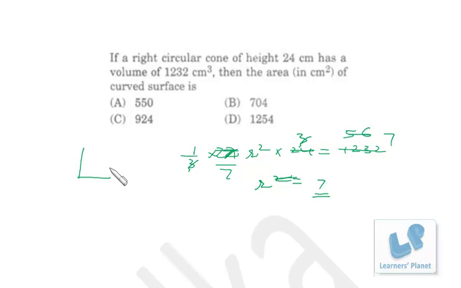Now height is 24 and radius is 7, so the slant height must be 25, because 7, 24 and 25 are a Pythagorean triplet. Now you want pi r l, so r is 7 and l is 25. So 22 into 25 will be the curved surface area. The unit digit must be 0, so no need to multiply, it is there only in this option. I hope you are getting it.